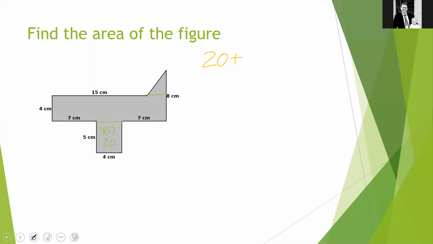Now, I noticed that this side is going to be congruent to this side, so that's 4. And so I could do 7 plus 4 plus 7. But if I did that addition, I would get that whole distance, which is, what is 7 plus 4 plus 7? That's going to give me 18. Cool. So I'll have 4 times 18, which is going to give me 72.